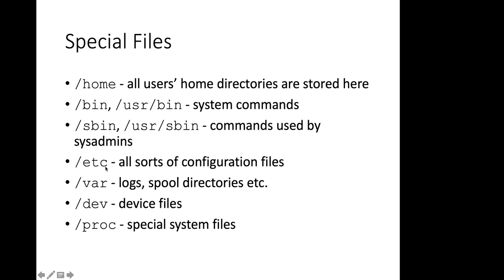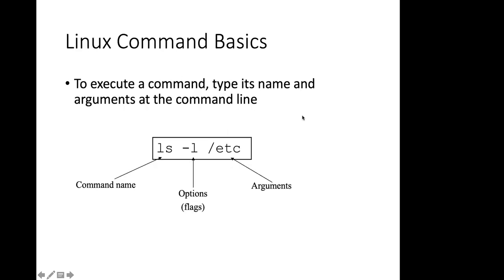/etc has all sorts of configuration files, right? So all the configs are present in etc. Then /var stores all the logs, spool directories, everything. That's where it goes into logs. /dev has all the device files. For example, you have mounted volumes onto your Linux operating system, or you have a network interface, or you want to see what devices are there, you go to /dev. /proc contains some special system files as well.